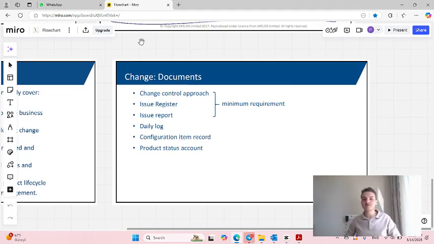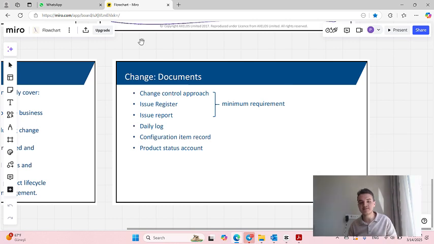Documents are very important in all change management procedures, as in any product management techniques. And at least you should be able to have the identified change control approach. You should have an issue register where you are keeping track of all issues that are identified, and you need to have the issue report. Basically, what has been done, how everything is going, how you're going to solve it. So the issue register is everything in one, where you hold all your issues, and the issue report is the response to every particular issue.